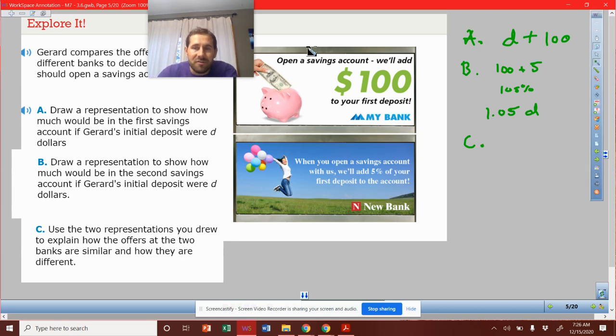And which one is a stronger bet is based on really how much you deposit. Think of this. I know we all don't have this, but if you had $1 million to deposit and they'd give you 5% of that, that would be a lot more than just getting $100. So it all depends on what you're going to initially deposit to help you make that decision. And you just plug it into these equations and find out which one is more.